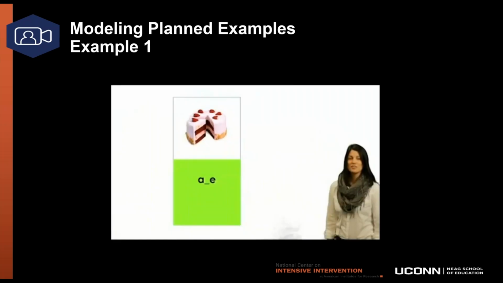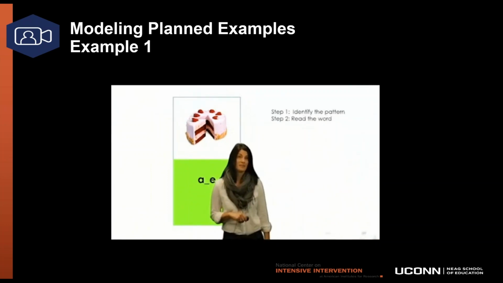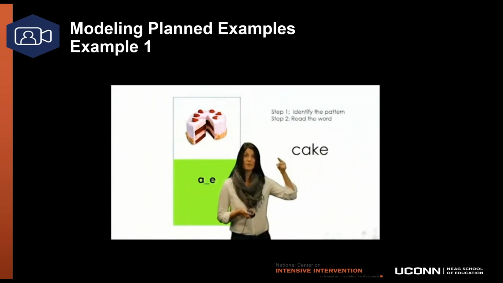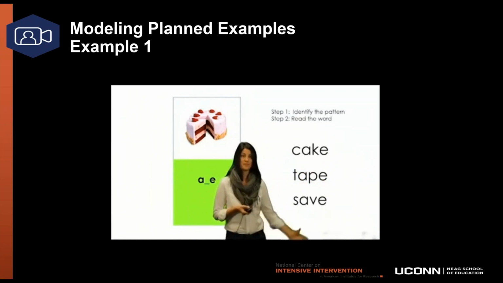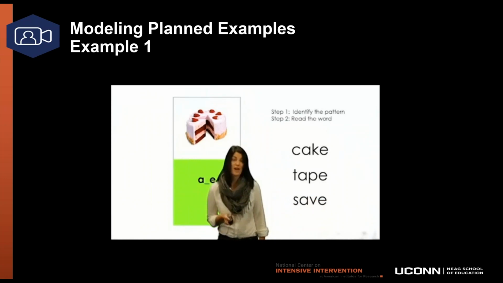We just learned that the sound spelling A consonant E makes the long A sound, just like we hear in cake. Now we're going to practice reading words with the sound spelling A consonant E. Step 1, we're going to identify the pattern. And step 2, we're going to read the word. I'll show you how to read the first 3 words. Identify the pattern, A. Read the word, cake. A, tape. A, save. Now it's your turn to practice reading the words.